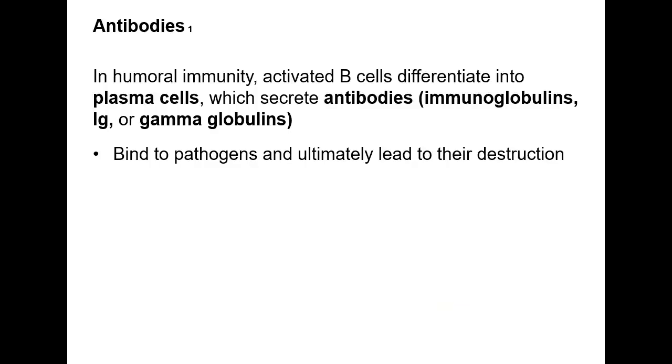In this video, we're going to talk about antibodies. Antibodies are produced by activated B cells during the humoral immunity response. These activated B cells are actually a specific type called the plasma cell. These plasma cells secrete these antibodies, otherwise known as immunoglobulins, in response to coming into contact with an antigen.